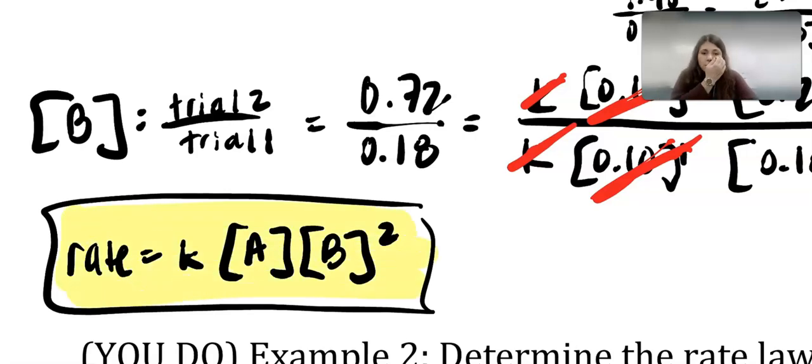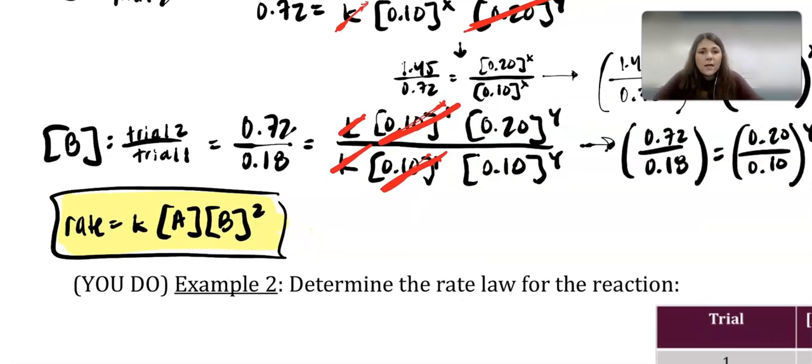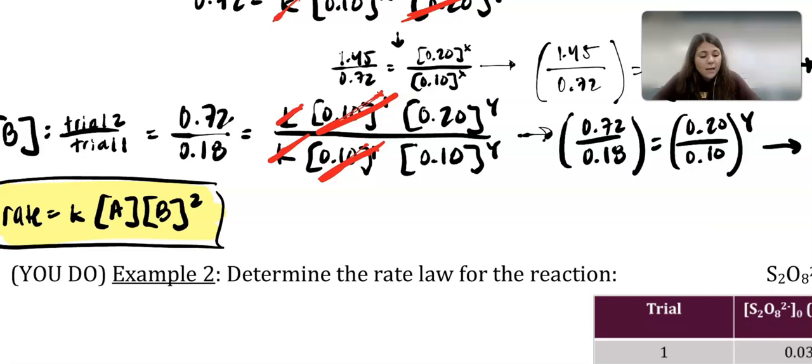Now, it does want me to solve for K now. So now that I have my exponents, I can actually choose any trial I want. So let's use trial 1.